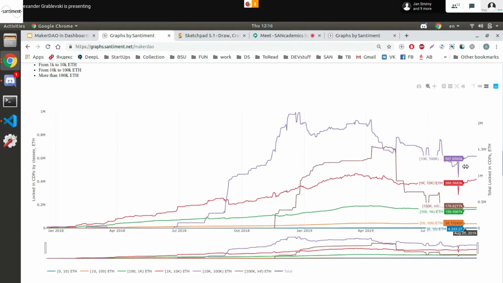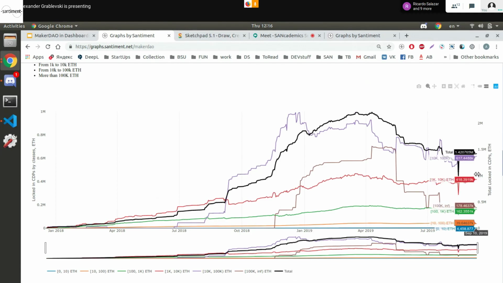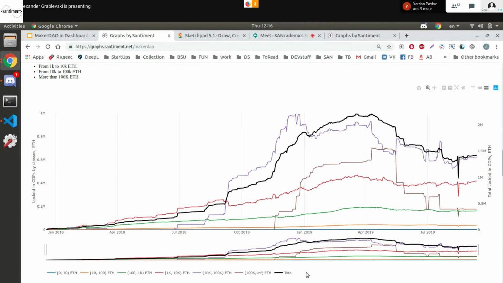So we see that the most part is generated by users that hold from 10,000 to 100,000 ETH, and they constitute about, let me check, about 50% of all Ether that is locked via the Maker system. So we see that's actually the whales within the Maker system. They do a lot of stuff there.